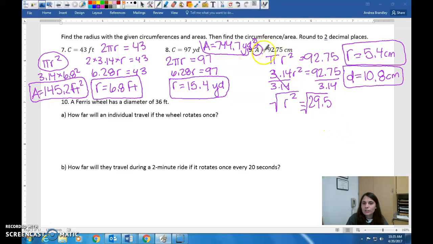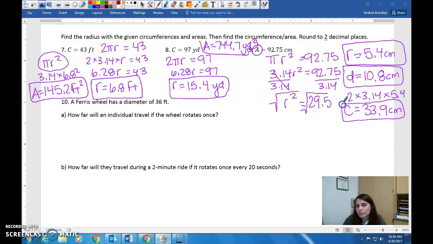Okay, what if it says, here's the area, find the circumference? Okay, well, I found the radius already using this exact same method, and I can just plug that into the circumference formula. So 2 times pi times the radius, and if I stick that in a calculator, my circumference is about 33.9 centimeters. So there's lots of different things you can find, but they all start with that radius. So find the radius first using this method.